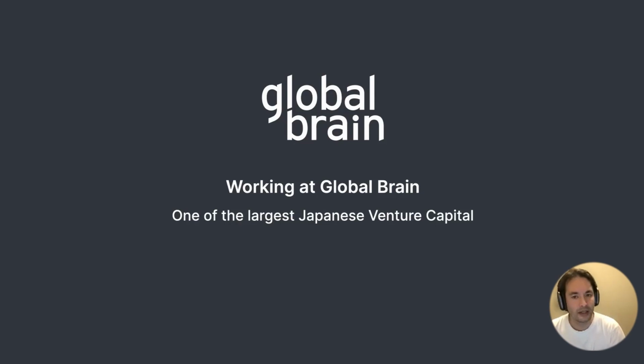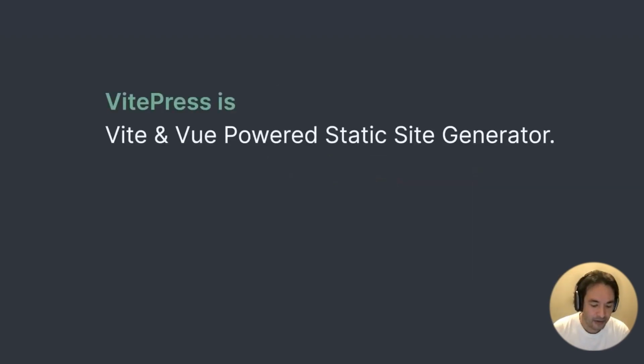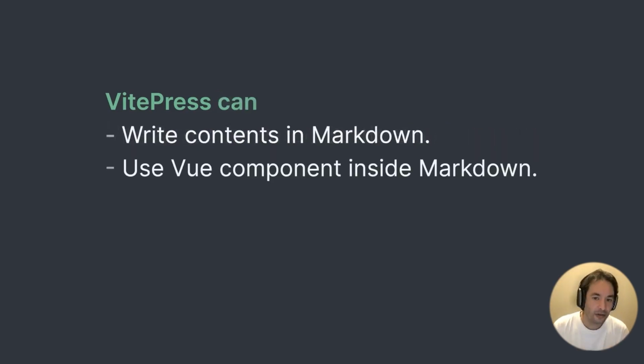Okay, enough about me. Let's dive into VitePress. So what is VitePress in the first place? VitePress is a Vite and Vue-powered static site generator. So you can build any static website with Vite's super fast dev server, and it can write content in Markdown. Well, I think many static site generators out there can do this. Writing content in Markdown is a basic thing that all of the static site generators can do, but VitePress can too.